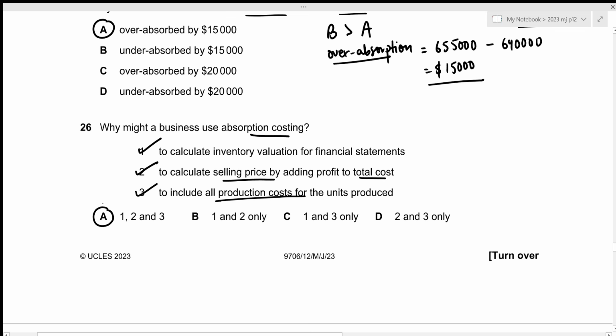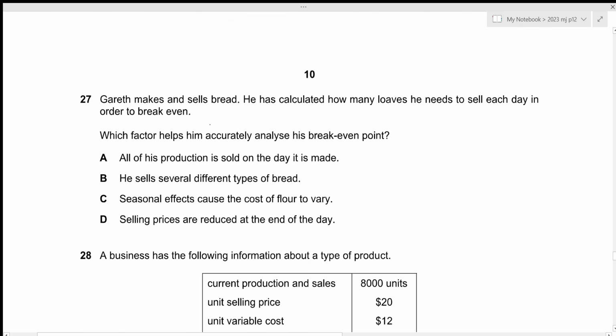Let's move towards the 27th question. Gareth makes and sells bread. He has calculated how many loaves he needs to sell each day in order to break even. Which factor helps him accurately analyze his break-even point? So for the first option, all of his production is sold on the day it is made. This is true because remember that break-even point gives the number of units that we need to sell so that we do not have to bear a loss but will not gain any sort of profit as well. In order to be in that position, all of his production needs to be sold. So A is the correct answer.